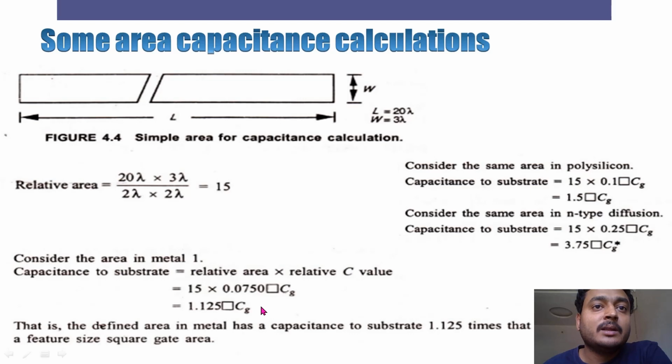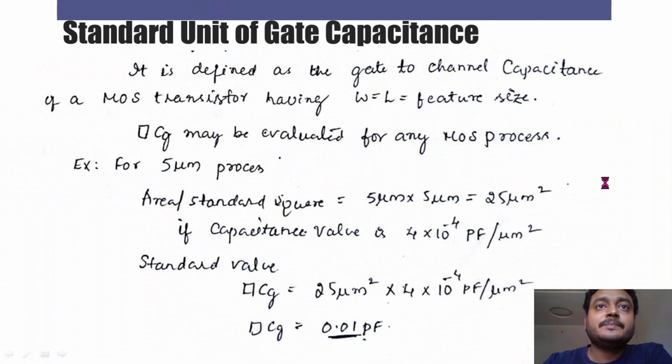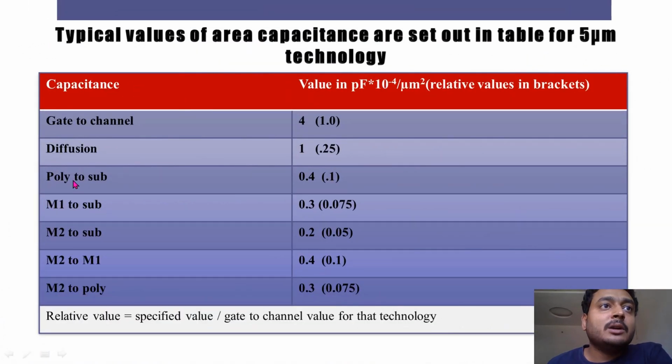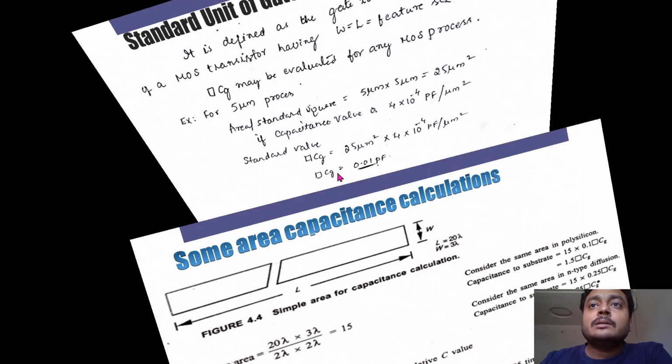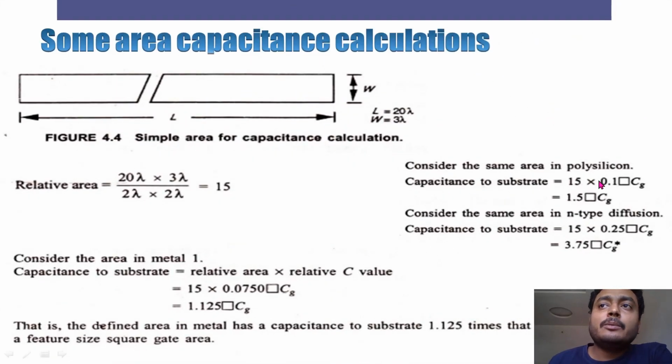of gate capacitance. Okay. So if it is the same layer but polysilicon, then it is the relative area times the relative C value of polysilicon to substrate. So the polysilicon to substrate relative C value is 0.1, which you can see here. So I'm going to replace that. 15 times 0.1 times the standard unit of gate capacitance is going to be 1.5 times Cg here.